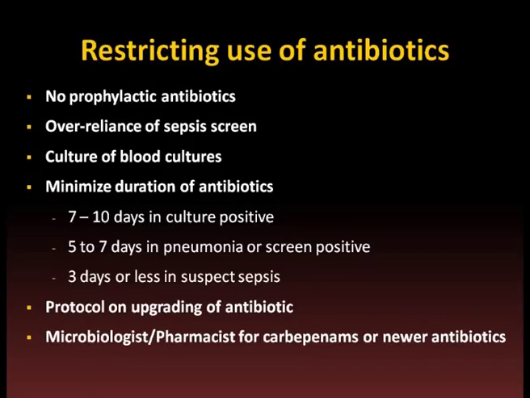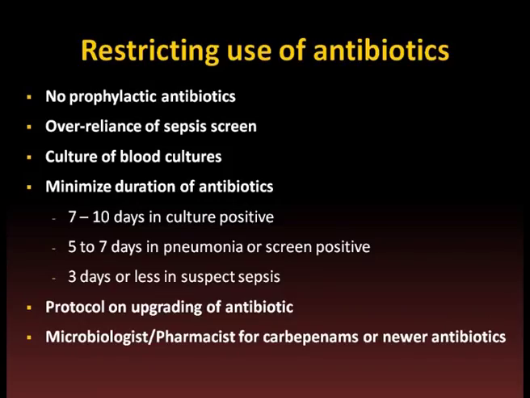Another way of restricting the use of antibiotics is to believe more in the cultures and believe less in the sepsis screen. Using CRP as a guide to start antibiotics is not a good way of starting antibiotics in the NICU. All the units which are using antibiotics should have the culture of culturing the blood for microbes. Whenever we are starting antibiotics, it's a must that we send our blood culture.